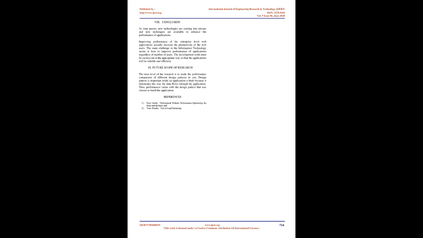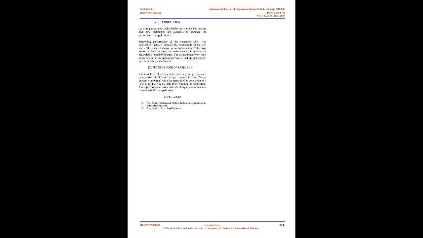8. Conclusion. As time passes, new technologies are coming into the picture and new techniques are available to enhance the performance of applications. Improving performance of enterprise-level web applications actually increases the productivity of the web users. The main challenge in the information technology sector is how to improve performance of applications regardless of the number of users. The development work must be carried out in the appropriate way so that the applications will be reliable and efficient.